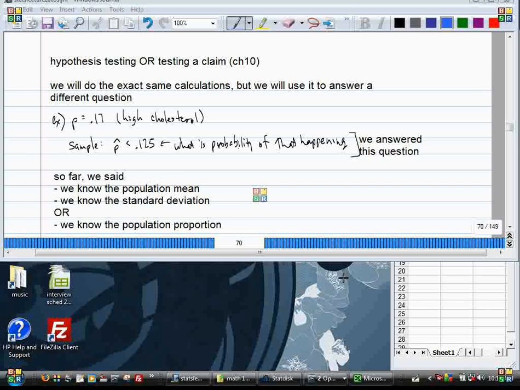All right. So I want to extend this question that we were just working on a second ago. So remember the cholesterol question where we said the population has a cholesterol proportion of 0.17, and we're talking about in our sample p hat is less than 0.12. So what's the probability of that happening? We answered that question.